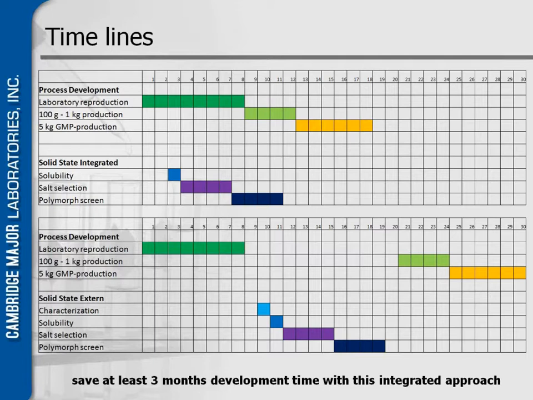But most of the time it can take up to several months, up to a year of delay, because you go from process development, it doesn't work, you first have some solid state going on, back to process development, have to repeat certain things, not optimal, and so on. That is something to avoid, and by the integrated approach, you can indeed avoid that.